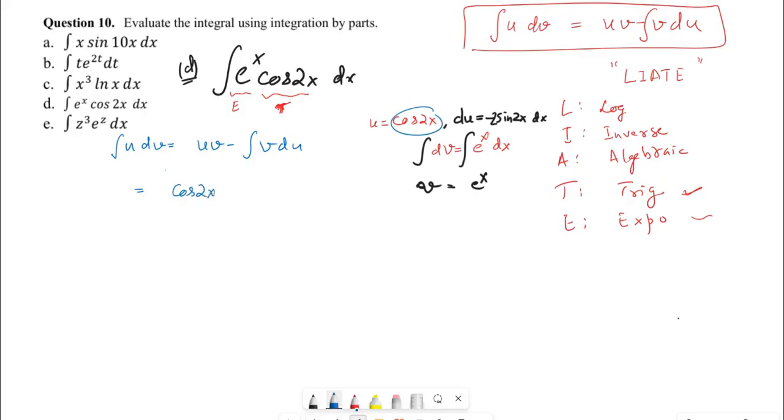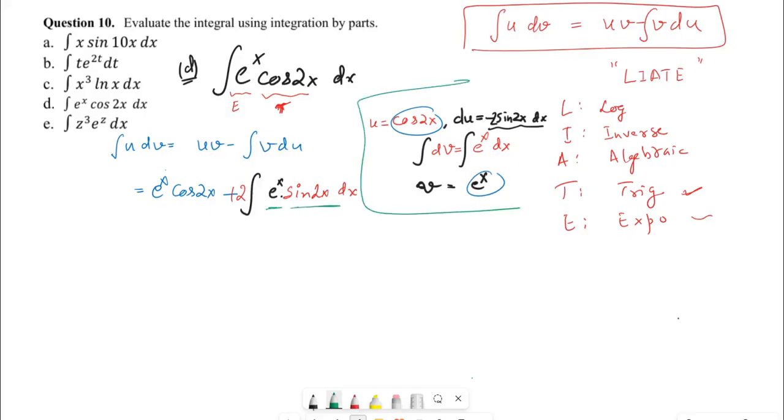Cosine 2x times v is e^x, minus the integral of v times du, which is negative 2. The negative 2 comes out and makes it positive, sine 2x dx. Now, what is special about this function is that we again got two functions, so we have to work on integration by parts one more time, okay?